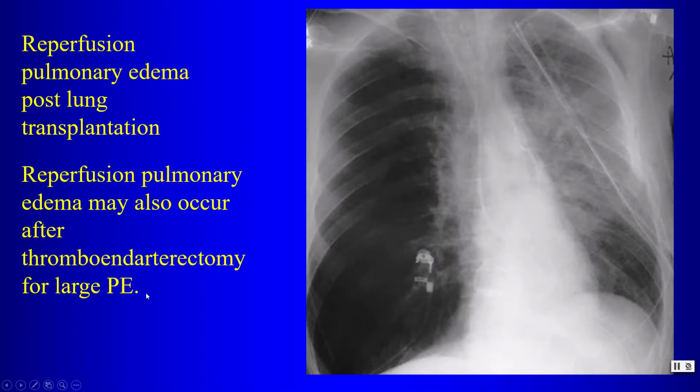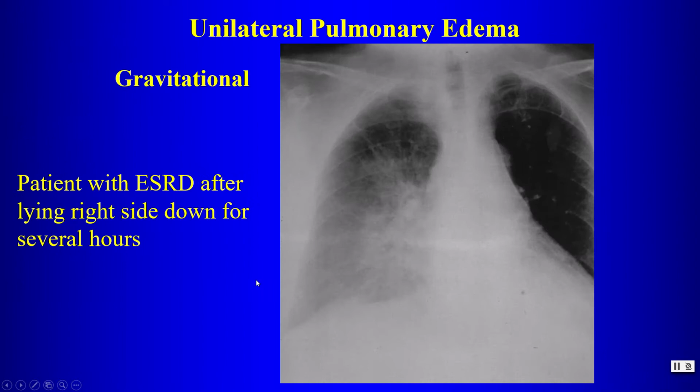Thromboendarterectomy from a large PE can also give you unilateral pulmonary edema. So if this patient, let's say, had a large clot in the left pulmonary artery and had thromboendarterectomy, then you can develop reperfusion pulmonary edema to that side also.